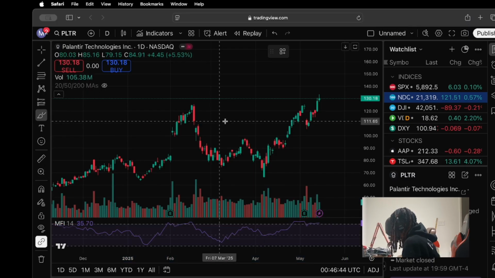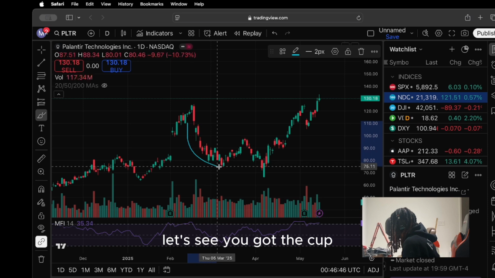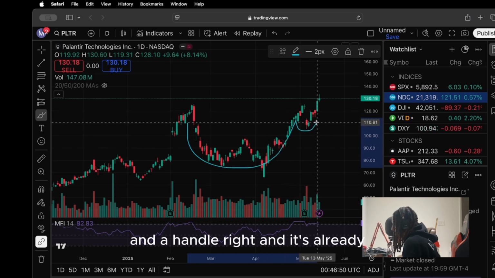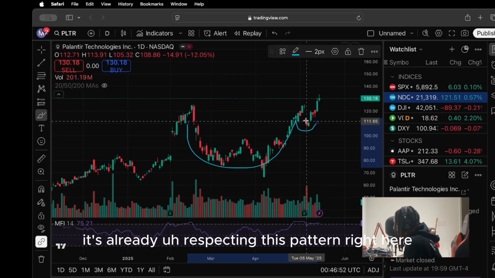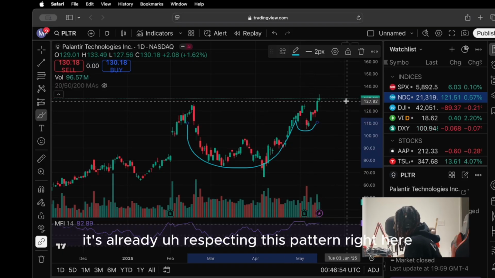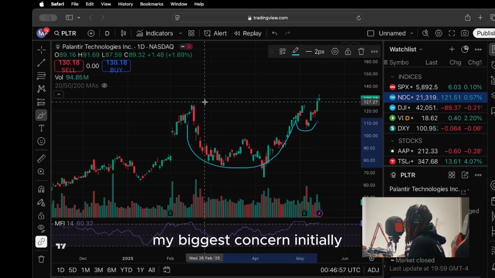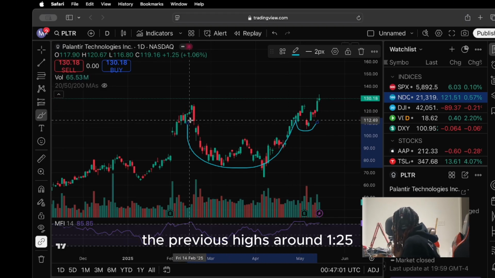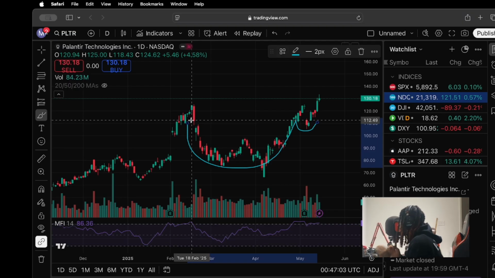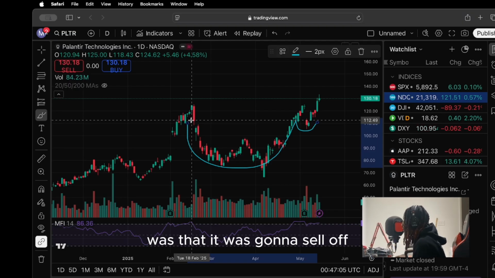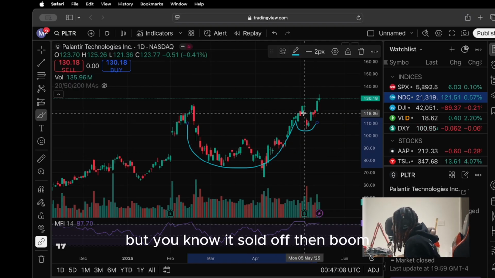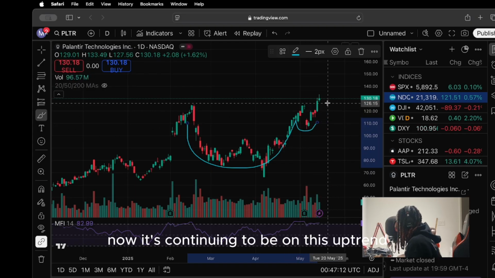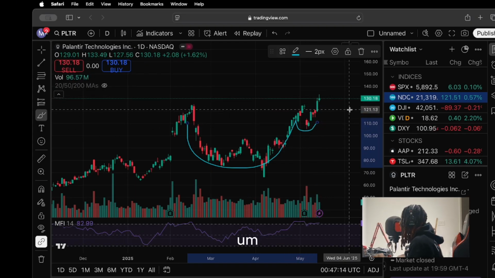Okay. See, you've got the cup and a handle, right? And it's already respecting this pattern right here. And my biggest concern initially, when it was retracing back to the previous highs around 125, was that it was going to sell off super hard. But it sold off, then boom, formed a handle. Now it's continuing to be on this uptrend.